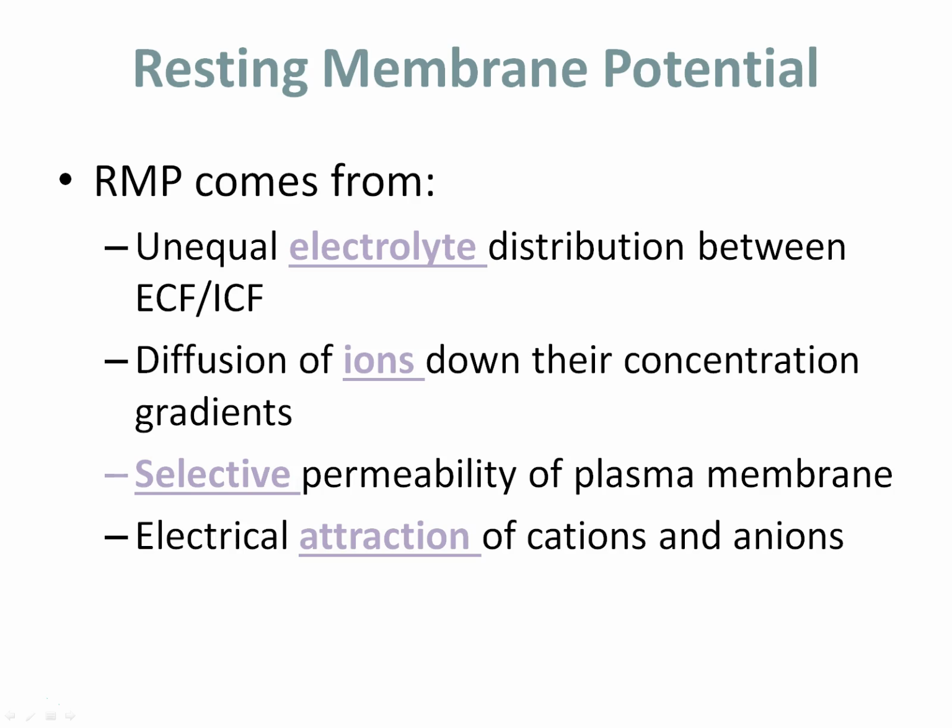The resting membrane potential comes from the unequal electrolyte distribution between the extracellular fluid and the intracellular fluid. There's a diffusion of ions down their concentration gradients, and the plasma membrane is selectively permeable. There's also an electrical attraction of cations and anions. So many large anions are trapped inside the cell and therefore give the cell its negative charge.